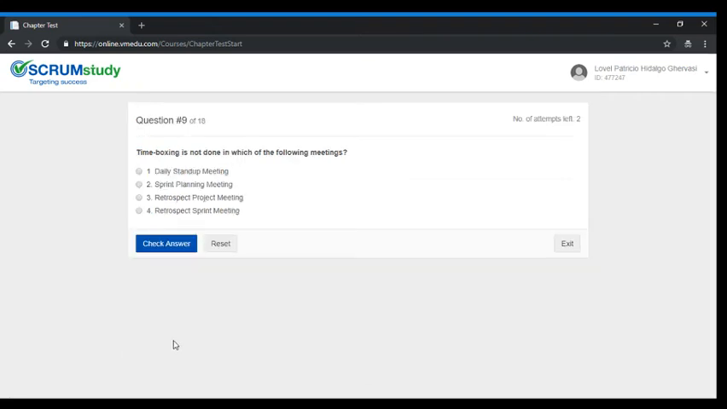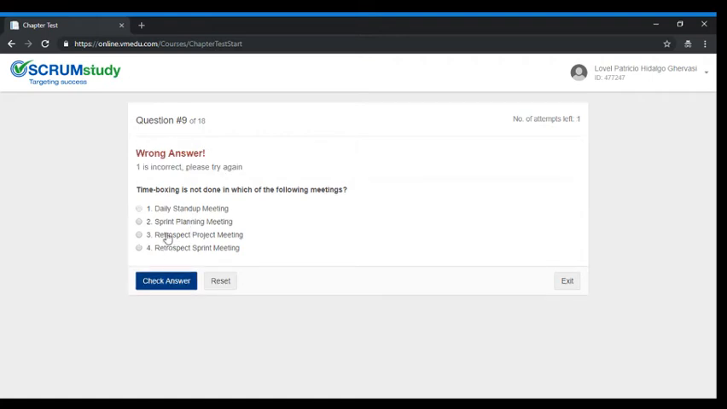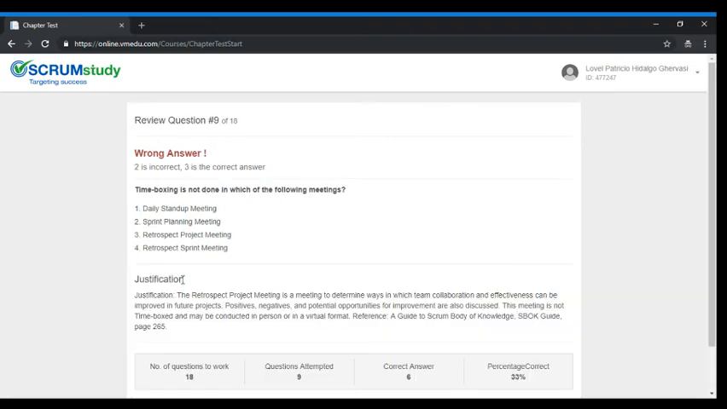Pregunta 9. Timeboxing no está terminado con cuál de las siguientes reuniones. Hay 2 reuniones nada más. Retrospectiva de la reunión de proyecto y retrospectiva de Sprint. Sprint Planning Meeting, Daily Stand-up. Esto es diario. Esto es de la de Sprint. Ninguna de esas 2. Retrospectiva, Project Meeting.